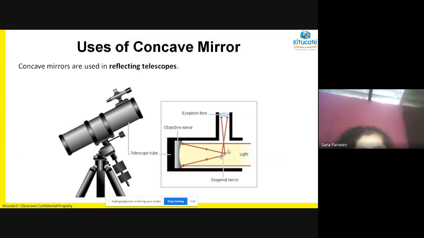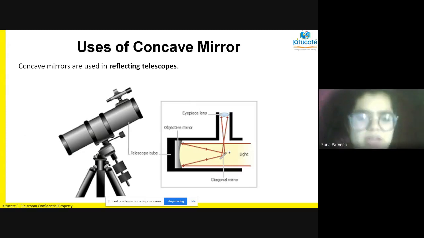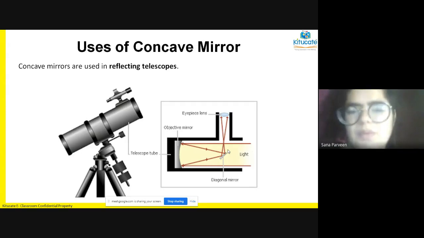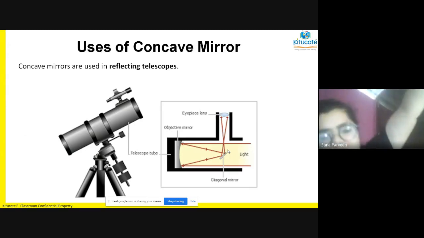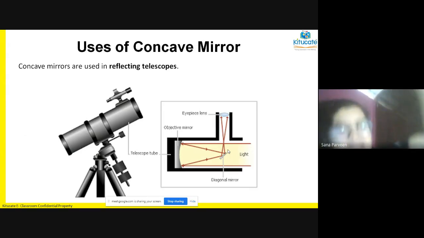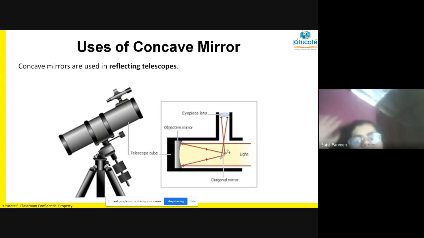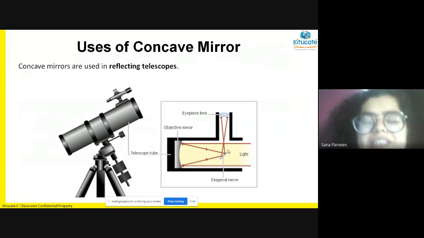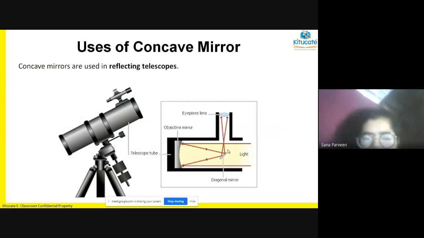So these were there, and we move to the interesting part of it. Uses of concave mirror. The first, it is used in reflecting telescopes. Why is concave mirror used in reflecting telescopes? Because we use telescopes to view far away objects, and we want to magnify it and view. For magnification, we want the image size to be large enough to be seen. Which type of mirror do we use? We use concave mirror. So in telescopes we use concave mirror.